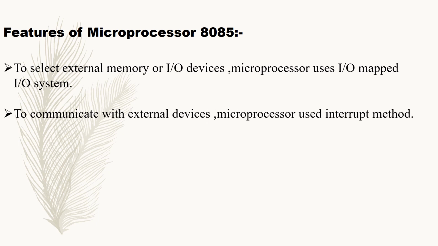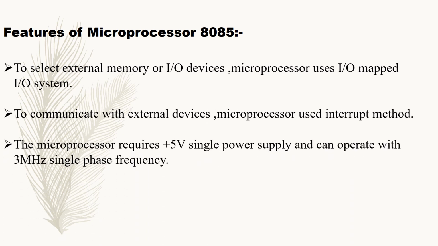To communicate with external devices, the microprocessor uses the interrupt method. The processor requires a plus 5 volt single power supply and can operate with a 3 MHz single phase frequency. We have learned this in pin configuration. The microprocessor requires a plus 5 volt DC power supply with respect to ground, and its operating frequency is 3 MHz. The crystal frequency is 6 MHz.